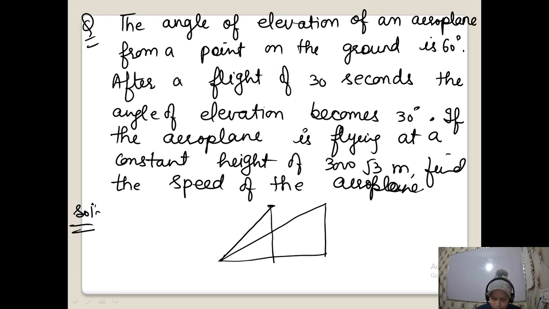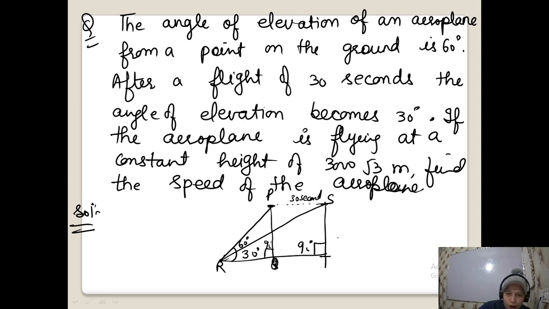This is an aeroplane. It makes an angle of 60 degrees after 30 seconds. After 30 seconds it makes, from here to the top, 30 degrees, and here it is 90 degrees. We can give the names P, Q, R, and here you can give S, T. This is 90 degrees.